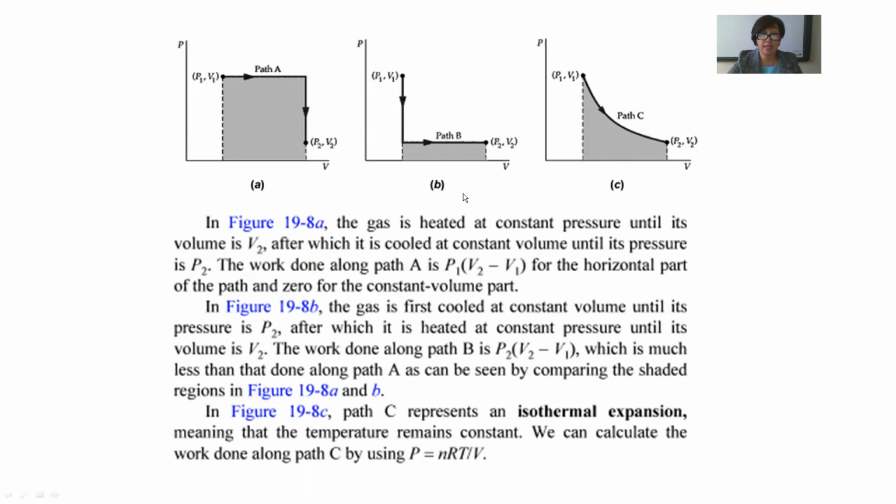In figure C, path C represents an isothermal expansion, meaning the temperature remains constant. We can calculate the work done along path C using the equation of state, P equals nRT divided by V. This is path C, an isothermal expansion.